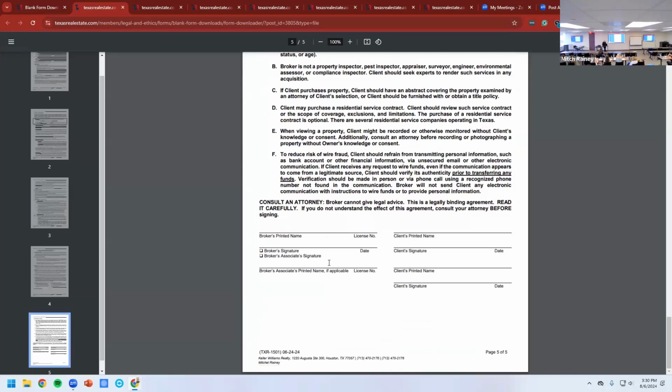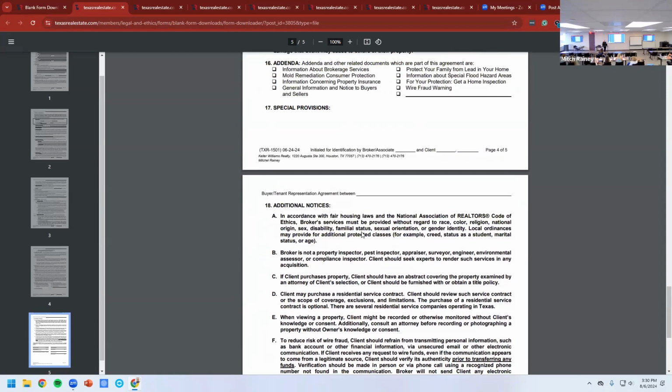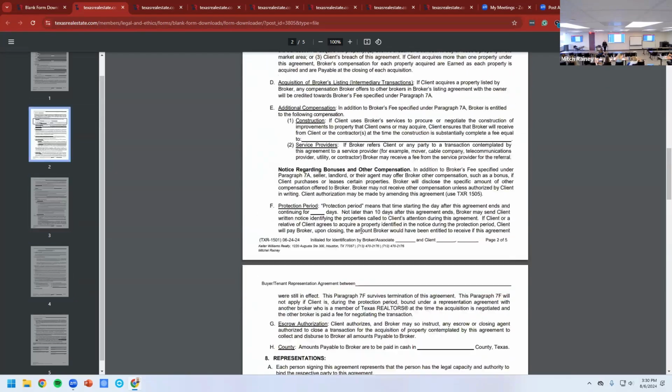All right, and then broker's printed name is going to be Keller Williams Memorial 9000862. Then your signature, your printed name, and your license number. That was added to everything, and I noticed it's way down there. You kind of forget it. Any questions about the buyer's representation agreement?